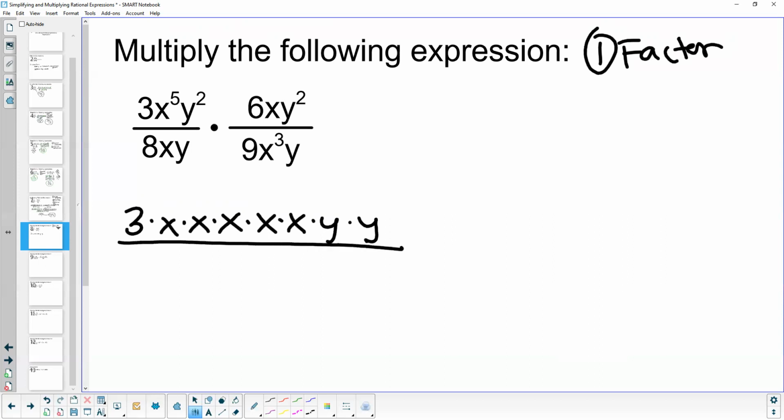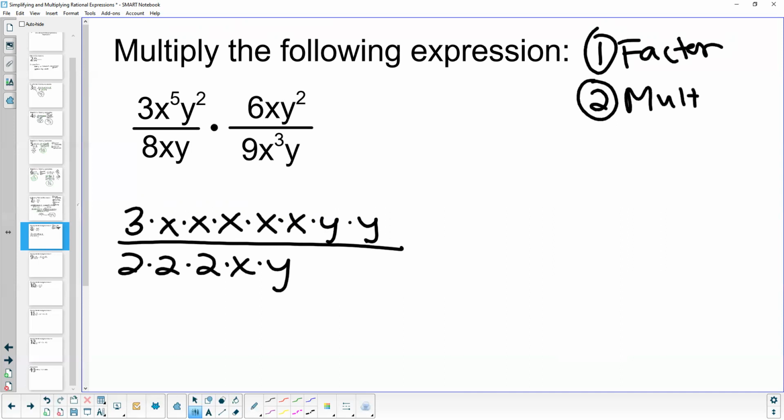And then in the bottom, we've got a 2, a 2, a 2, an x, and a y. Now, one step that you can kind of combine is we can do this factoring and this multiplying all together. So what happens is we can then just take these factors and add them in. So I'm going to do them in a different color for the visual effect. But in green here, I'm going to write all of the factors of this expression.